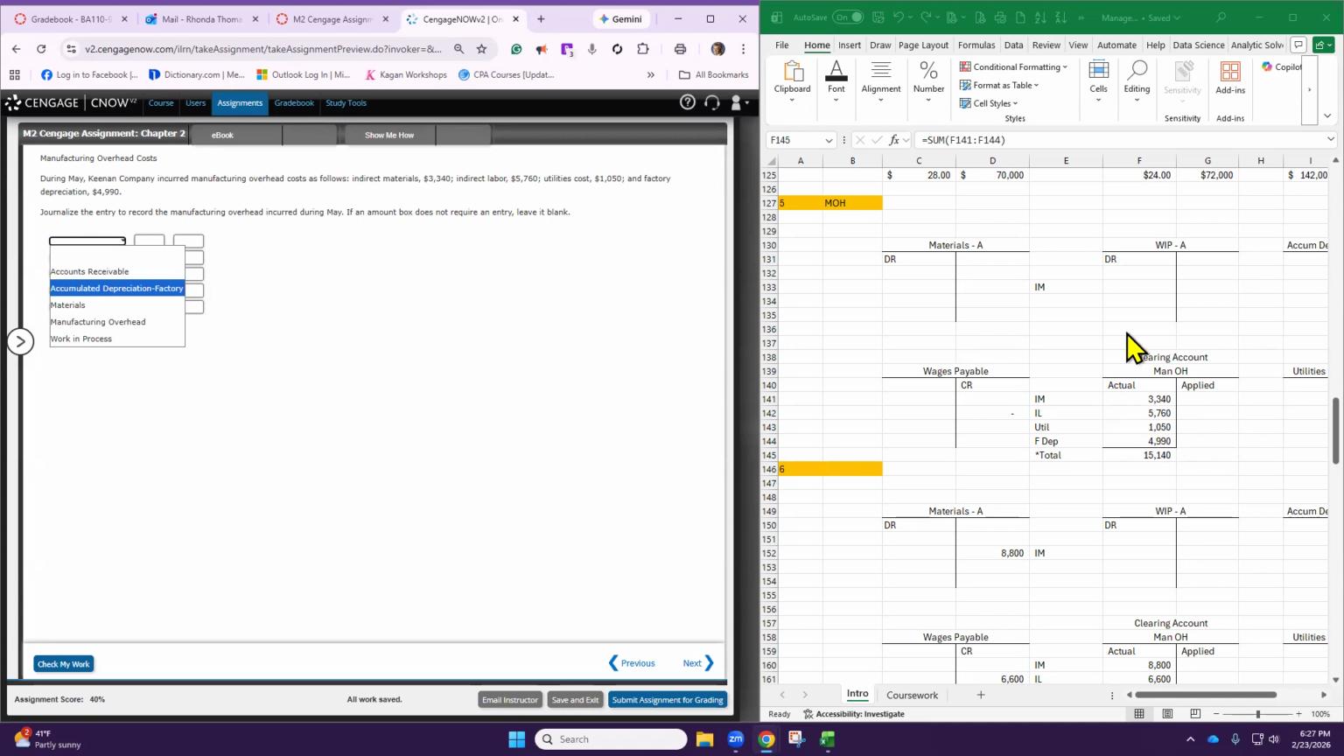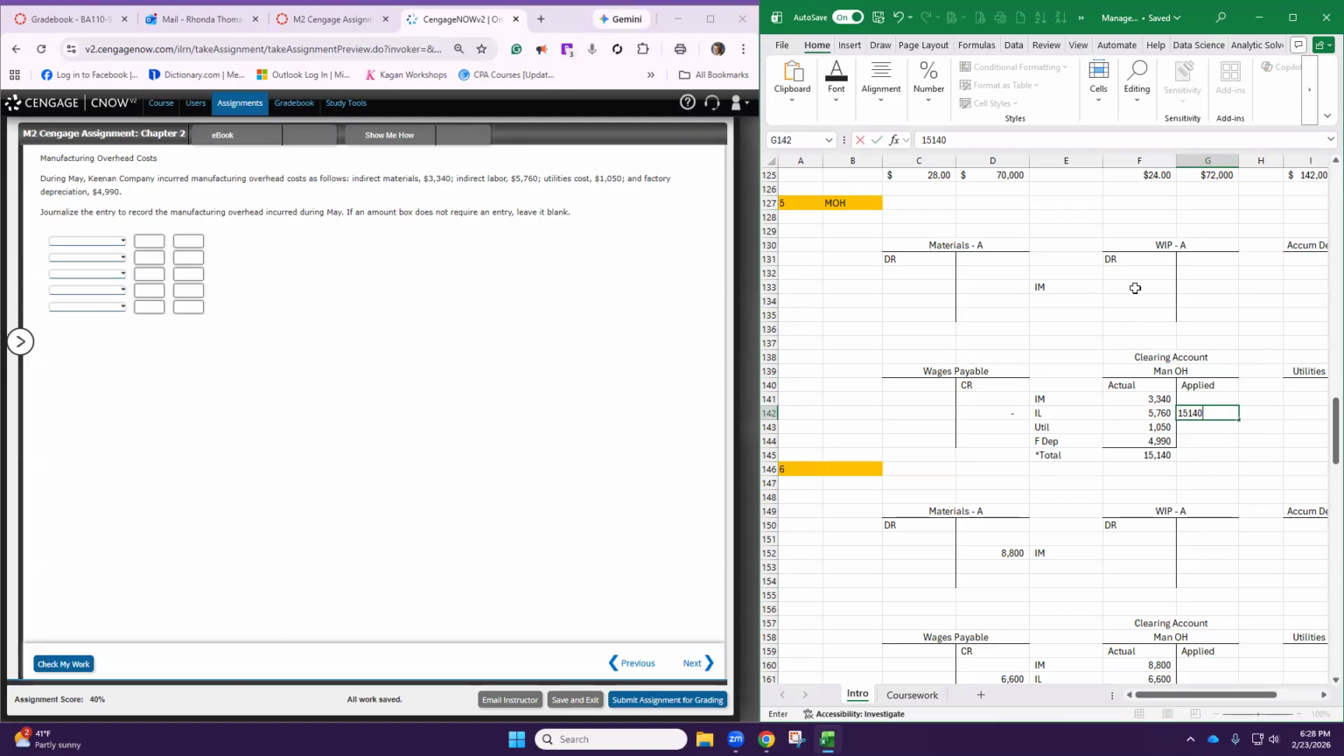Okay, so we have debit, and all these are debits, and then out of here comes 15,140, and it goes into applied here. This is applied. Okay, all right, so now let's see what they want.